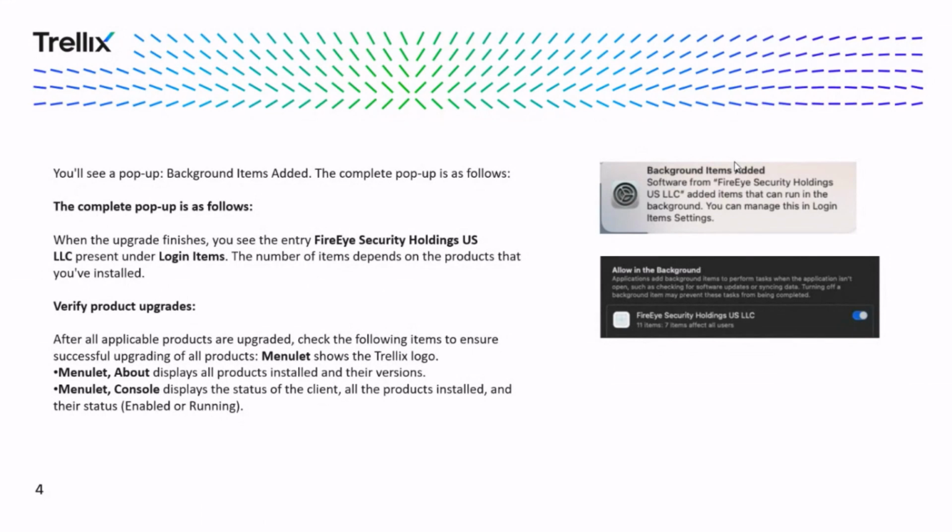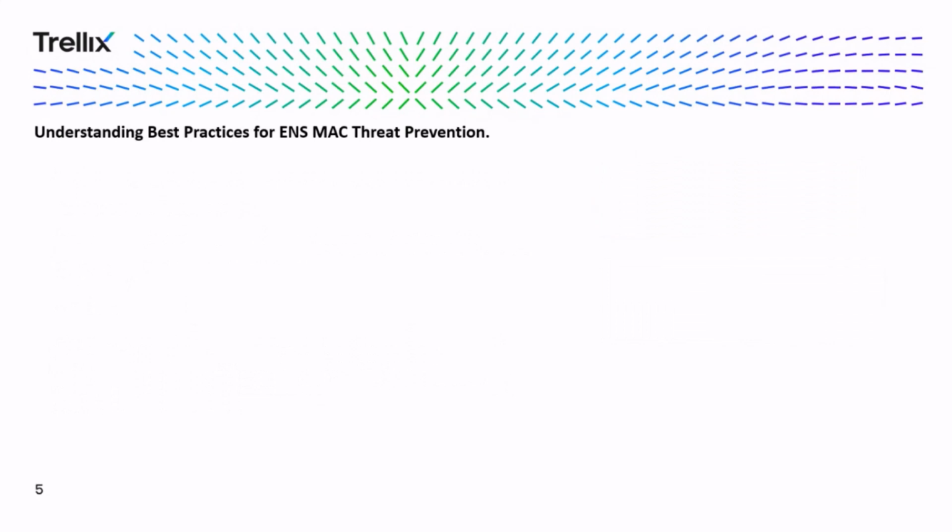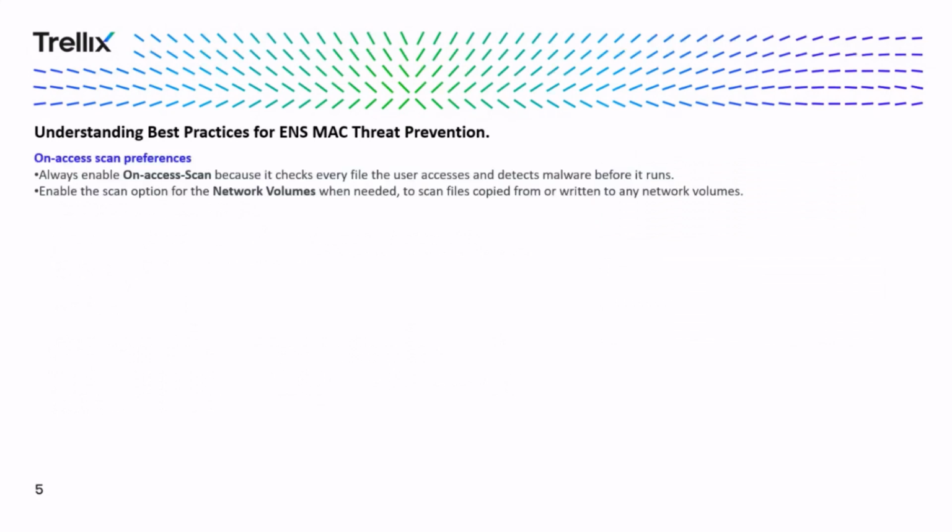Now let's move on to understanding best practices for ENS for Mac threat prevention. For on-access scan preference, always enable on-access scan because it checks every file the user accesses and detects malware before it runs. We also recommend that you enable network volumes under scan option to scan files copied from or written to any network volumes.